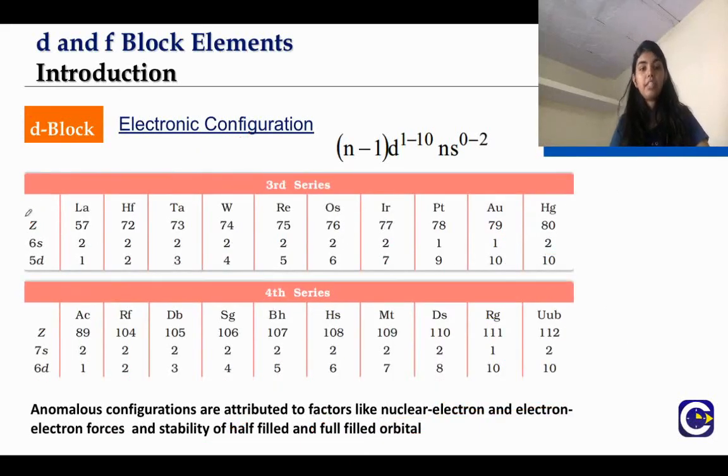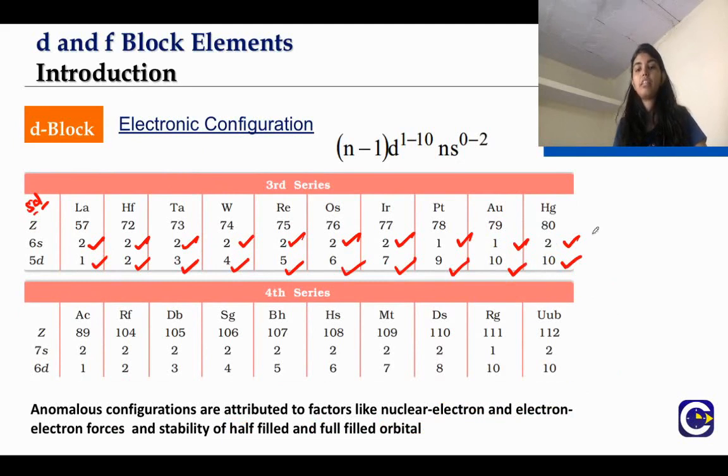Next you come on to the third series, that is the 5D series. So this will be 6s2 5d1, 6s2 5d2, 6s2 5d3, 6s2 5d4, 6s2 5d5, 6s2 5d6, 6s2 5d7, 6s2 5d9, 6s2 5d10 and 6s2 5d10, 6s1 5d10 and 6s2 5d10. So here also platinum, gold and mercury, you have to remember the electronic configurations as well.